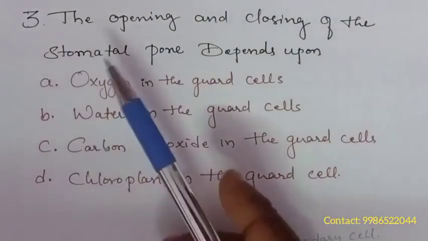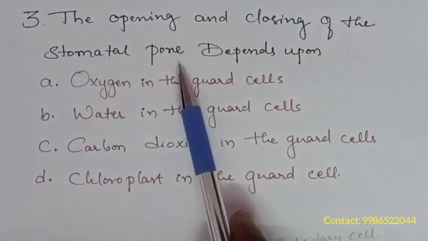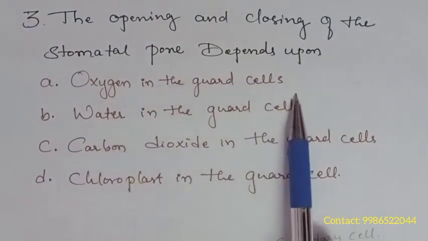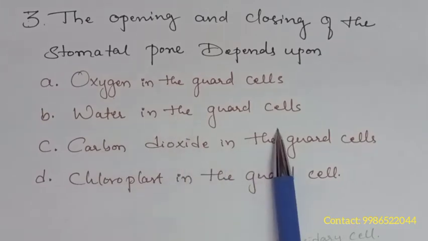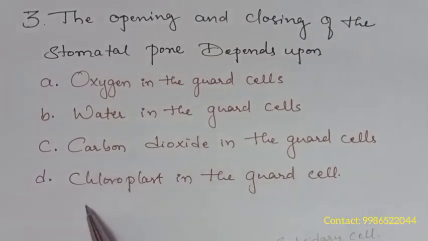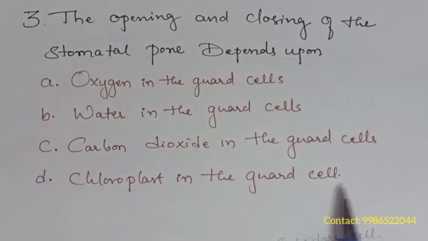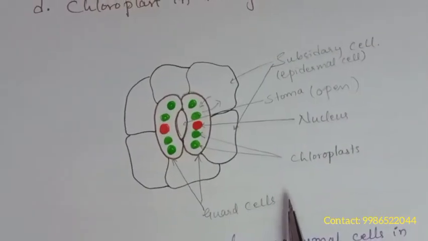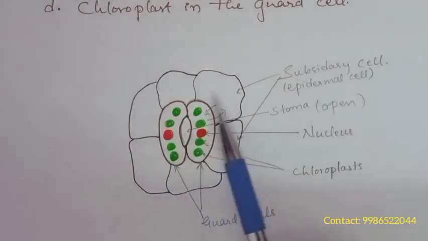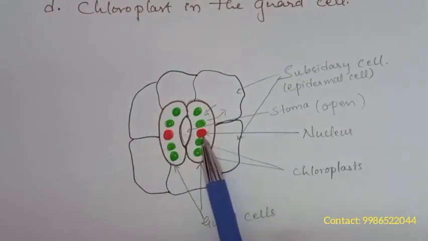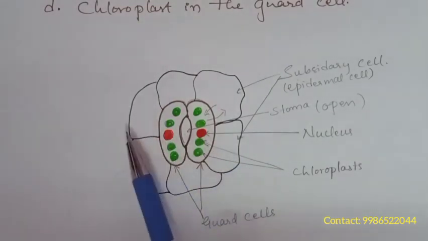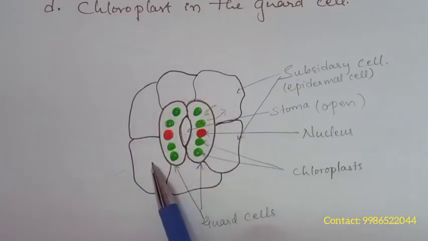Third question, the opening and closing of the stomatal pore depends upon: A, oxygen in the guard cells, B, water in the guard cells, C, carbon dioxide in the guard cells, D, chloroplast in the guard cells. To explain this question, I have drawn a diagram. Please see here. This is actually the guard cell, and these are called epidermal cells.